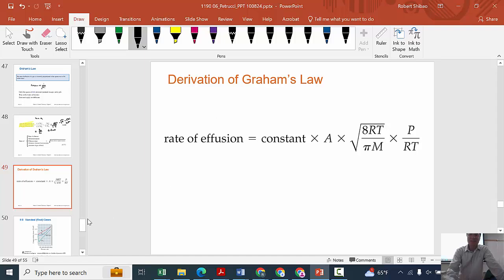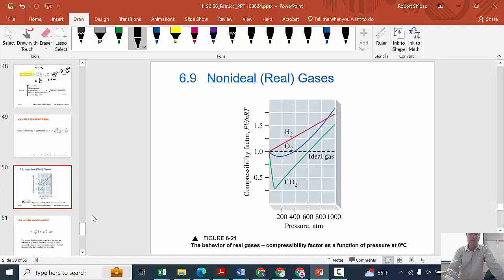I'm not going to go into the derivation. This is a derivation from kinetic molecular theory. It's nice to have the derivation in there, but I'm not going to do it.